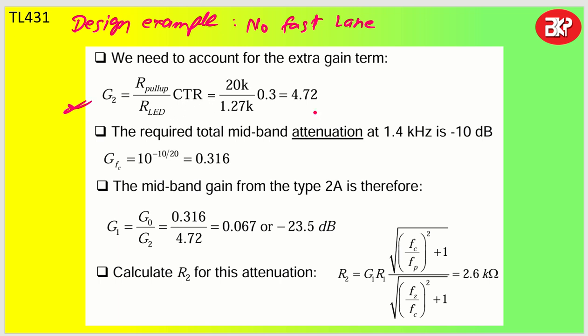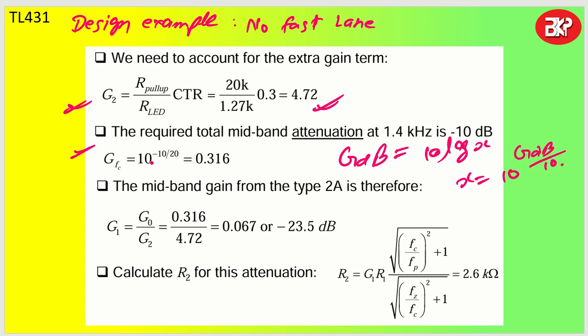That is going to give you 4.72 gain, and the total gain that will be required is going to be how much? The required total midband attenuation at 1.4 kilohertz is, let us say, minus 10 dB. In that case, G FC will be 10 to the power minus 10 by 20. Gain in dB is nothing but 10 log gain. Let us say x is my gain, so 10 log x. If you want the value of x, it is nothing but 10 to the power G dB divided by 10.